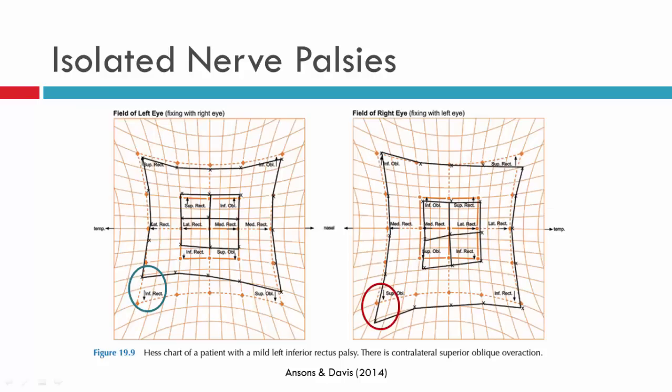And here we have a Hess chart of a patient with a mild left inferior rectus palsy. And we can see here the underaction of the inferior rectus in the outer field. We can also see it in the inner field here as well. And we can see the contralateral synergist overacting here in the outer field and in the inner field here.